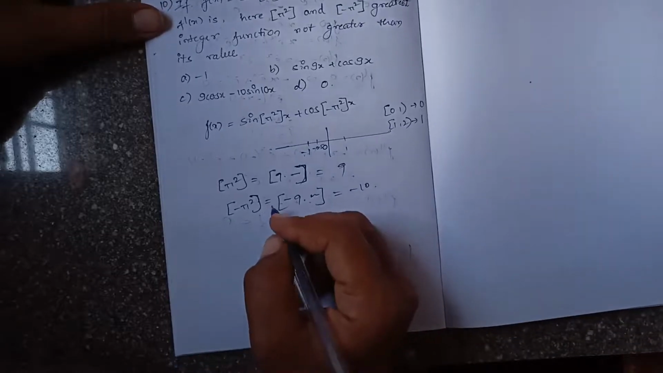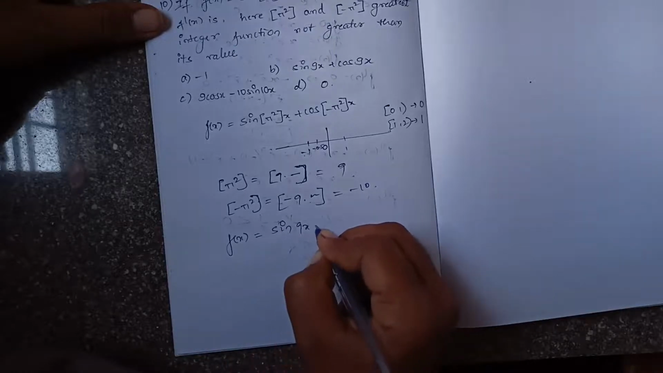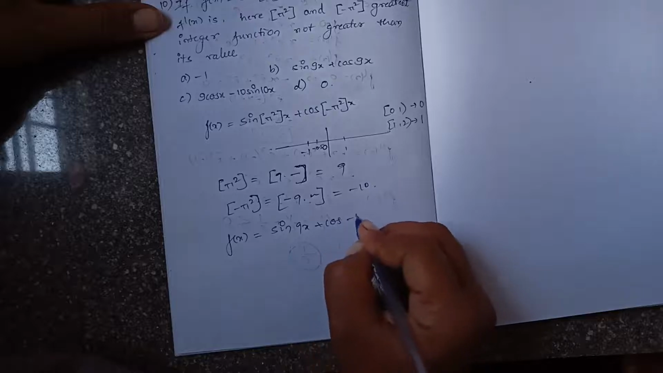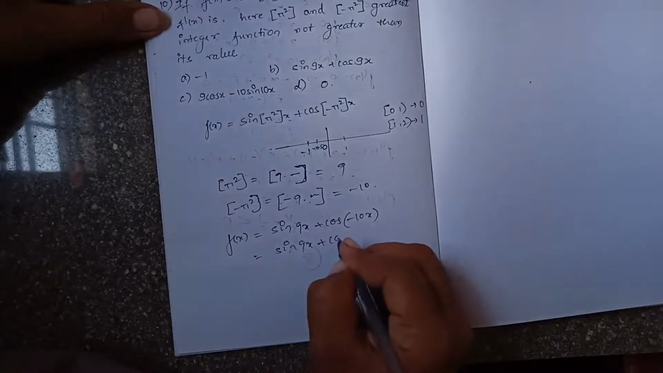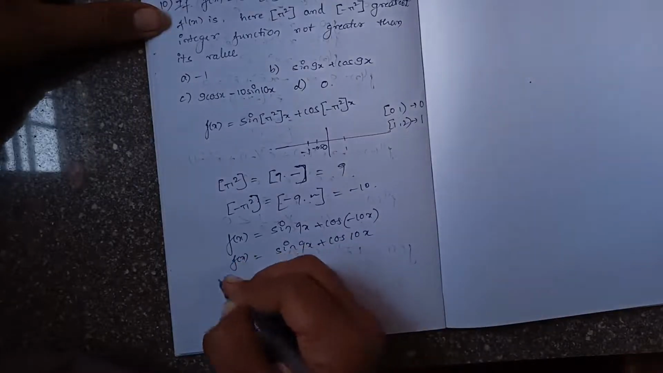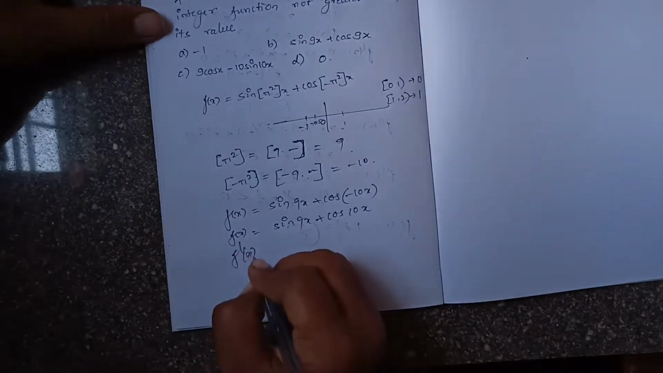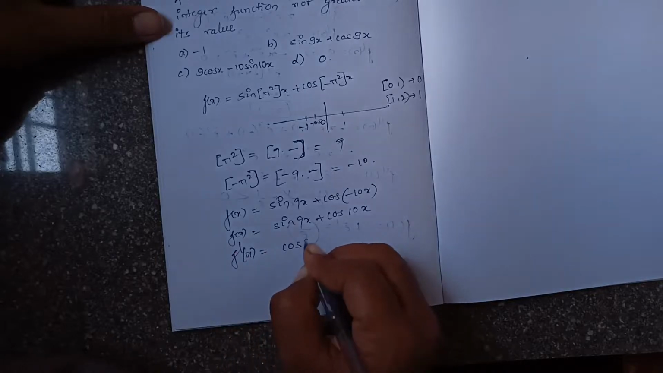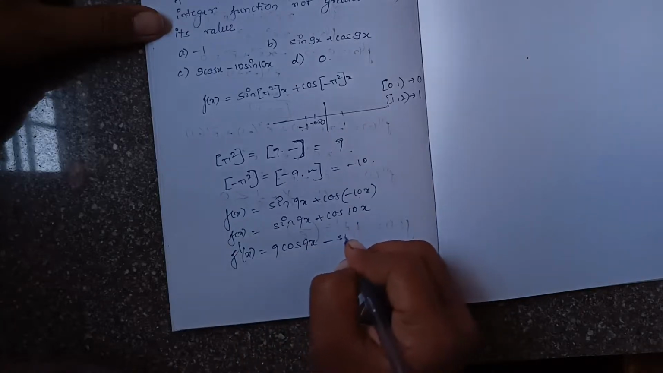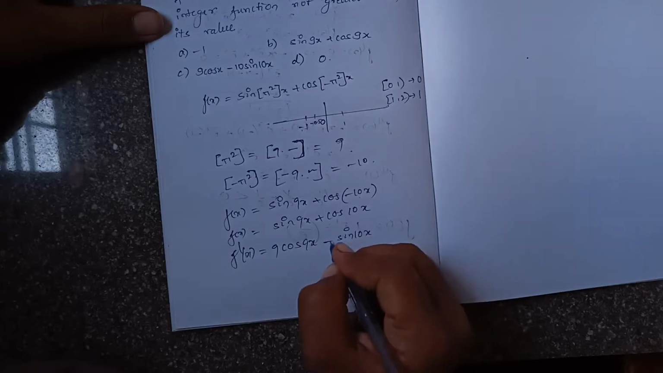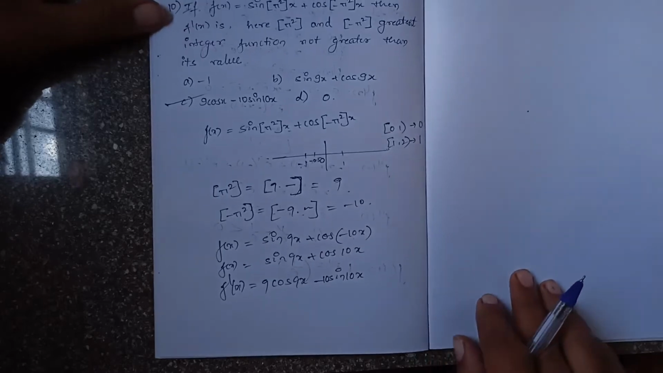Okay. Now what happens to the function f of x? F of x is equal to sine of 9x plus cos of minus 10x. Cos of a negative value is always positive, so it is cos 10x. They are asking you f dash of x. What is f dash of x? F dash of x is equal to differentiation of sine 9x, which is cos 9x into 9, minus differentiation of cos 10x, which is minus sine 10x into 10. Which option is correct? C is correct here. Okay, thank you.